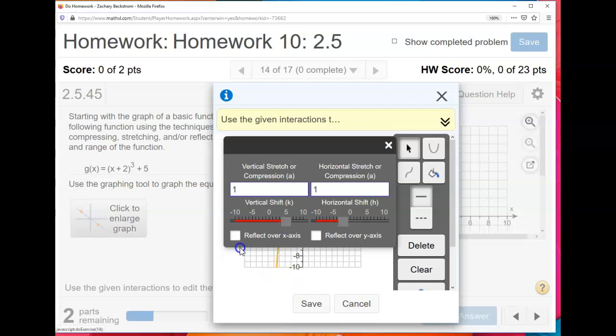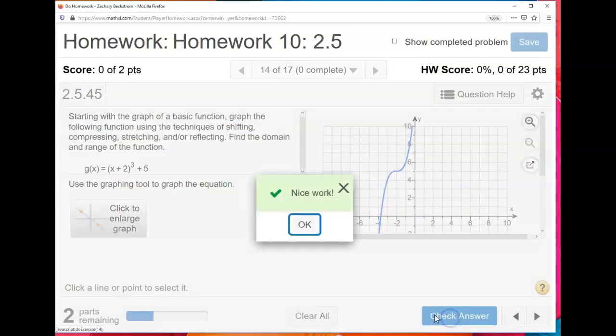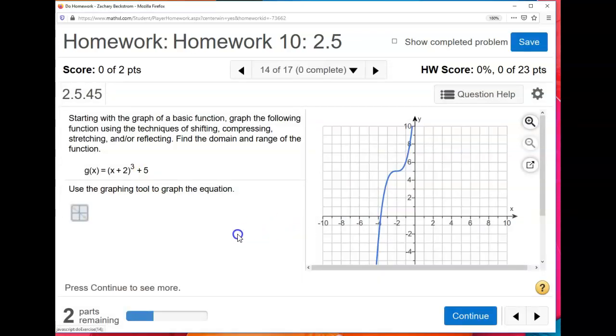Now we're not going to reflect over the x or y axis because there's no negative in front of our cubic term. So save that and check it, and that's all you're going to do for that one. If inside the parentheses it's a positive, you move to the left that many units. If it's a negative, you move it to the right that many units. Outside of the parentheses, if it's a positive, you move it up that many units, and if it's a negative, you move it down that many units.